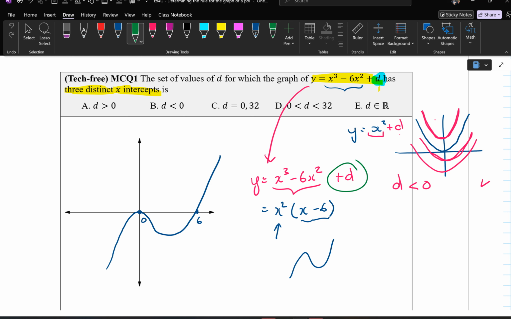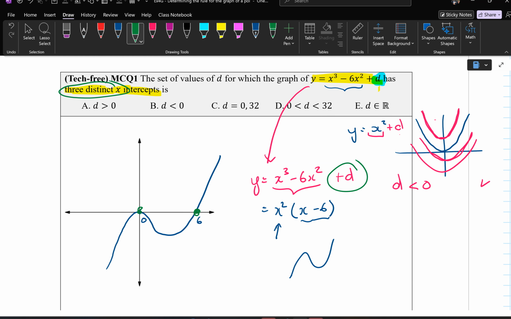Now what do they want? They want, what should d be so that you have 3 x-intercepts? Because at the moment I only got 2. 1, 2. So at minimum, if I want to have 3 x-intercepts, what do I have to do? If I have to shift this up or down, what would d have to be in order for me to have 3 x-intercepts?